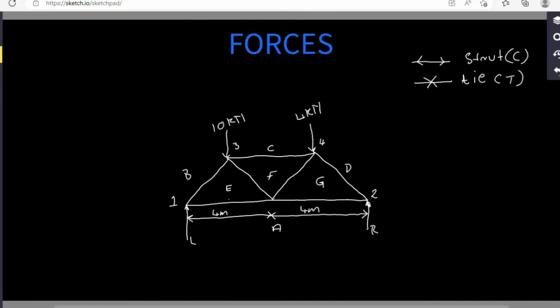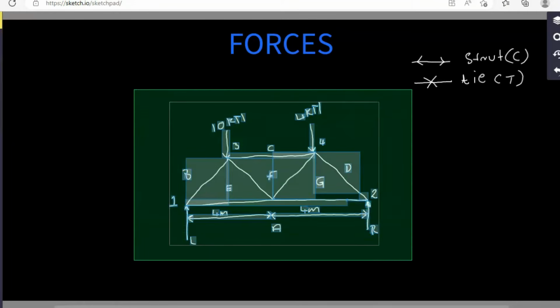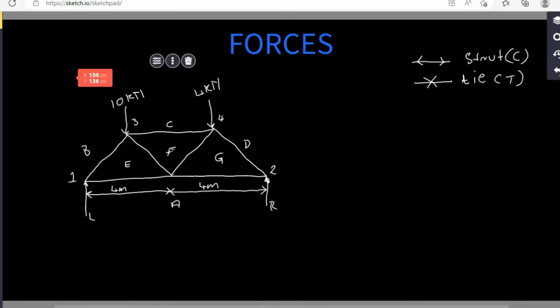What we'll be required to do is to calculate the forces of members BE and EF and then determine their nature. When they say determine their nature, they want you to tell us whether it is a compressive force or a tensile force acting on this member. And that is exactly what we are going to do with this roof truss. So I'm going to move it to the side.